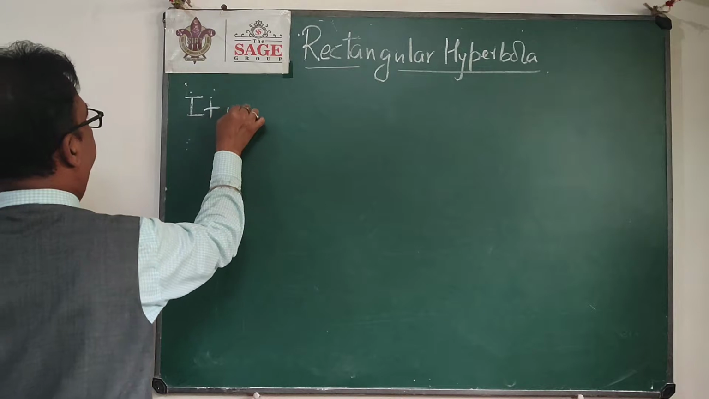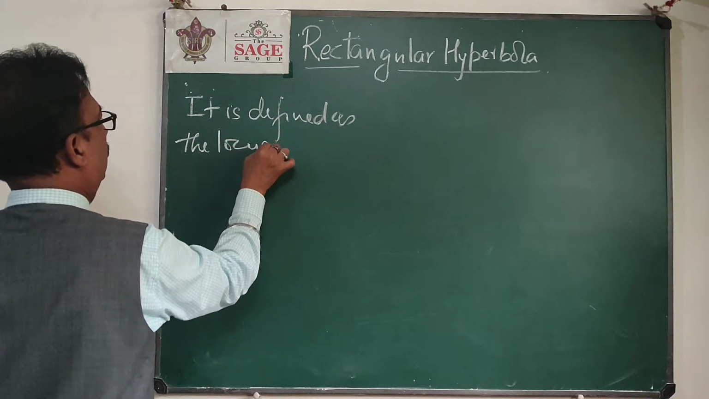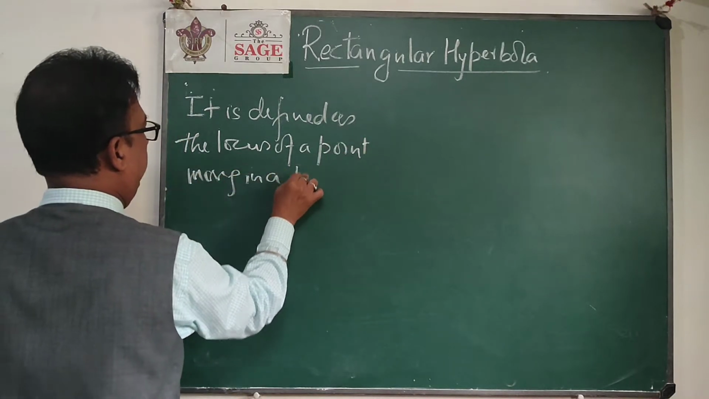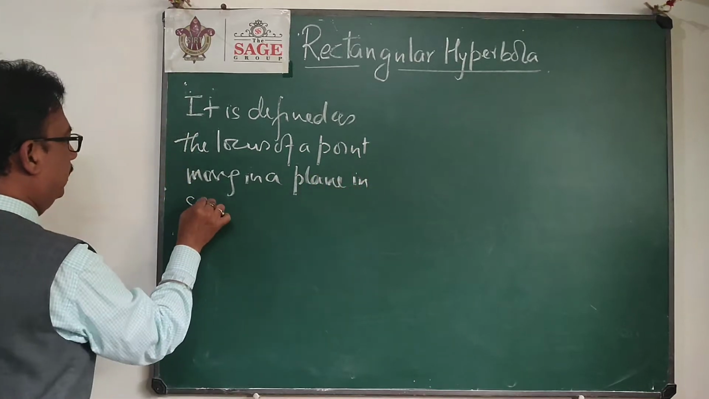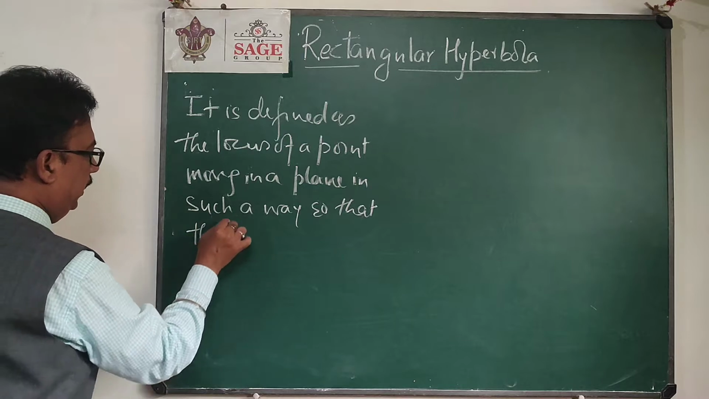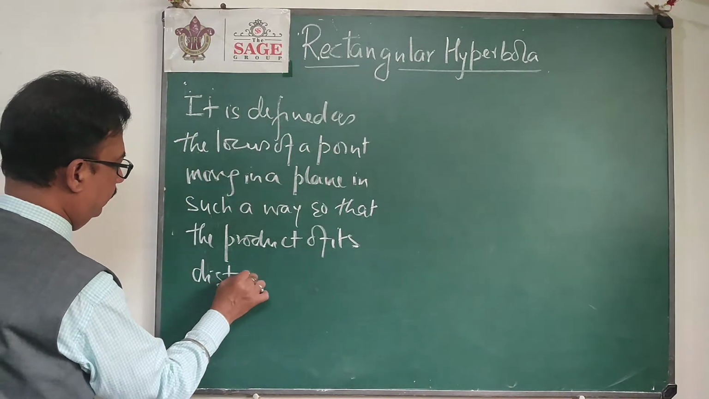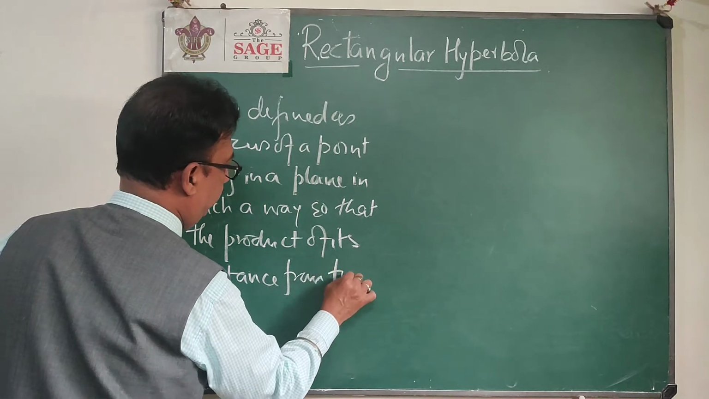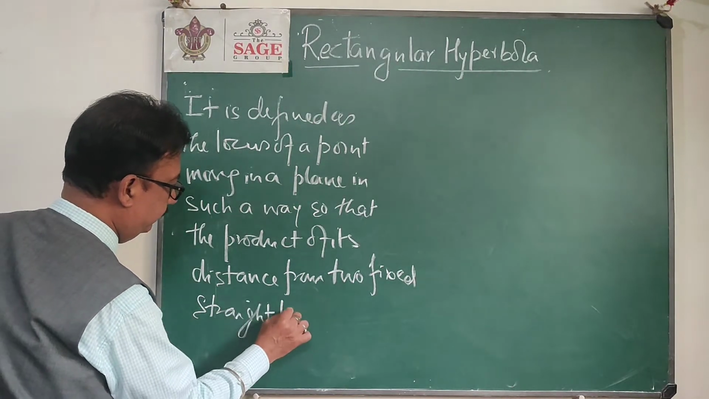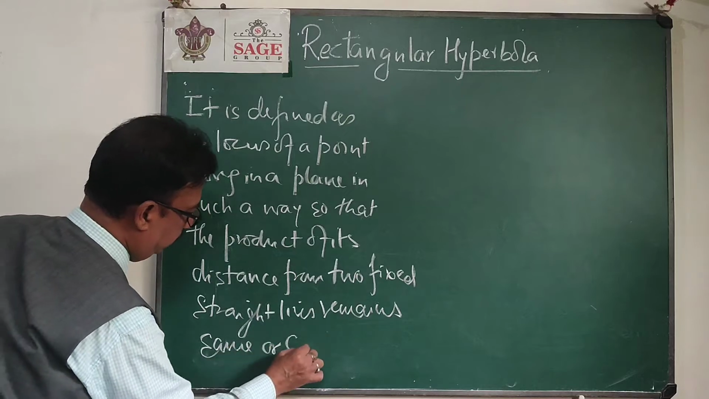it is defined as the locus of a point moving in a plane in such a way so that the product of its distance from two fixed straight lines remains same or constant.